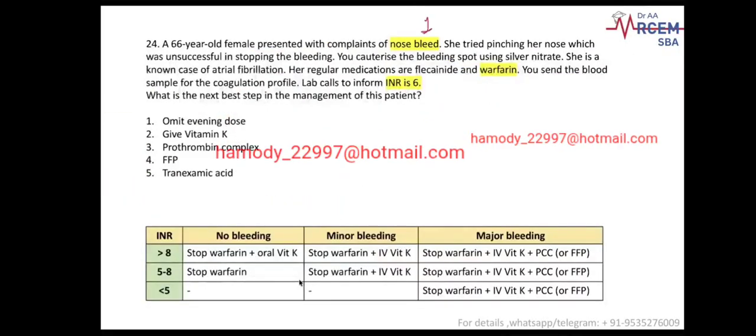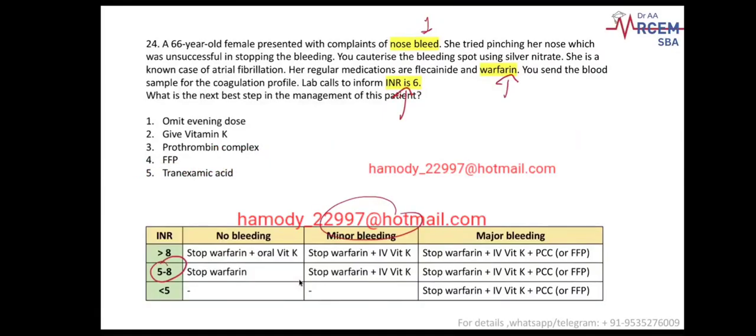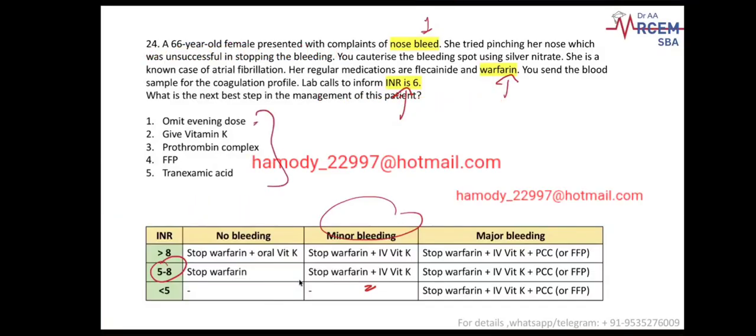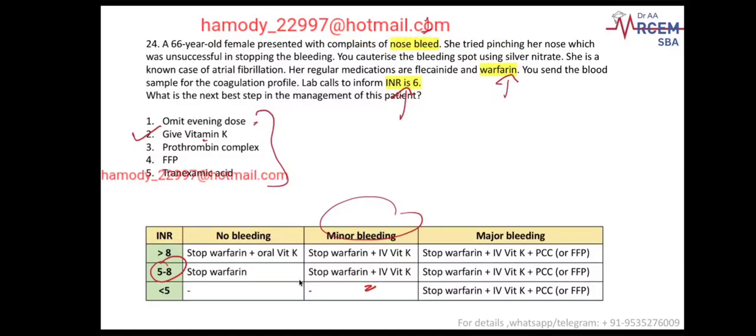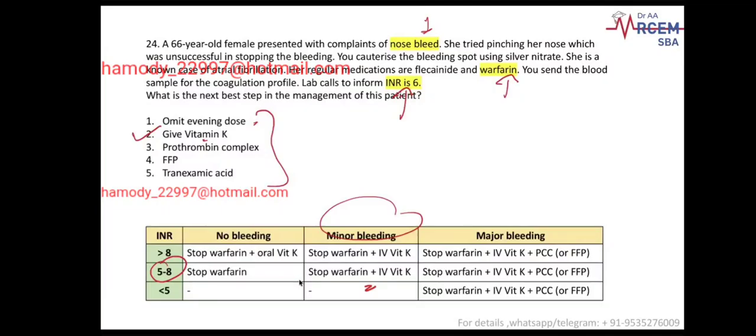Nosebleed, the patient is on warfarin. What is that? Nosebleed is a minor bleed and the INR is more than 5. So we stop the warfarin and give vitamin K IV. Stop, or vomit the evening dose? So which one to select? Which one is more important? Giving the vitamin K is more important. Vomiting you can tell later also. Okay, so the next step is to give the vitamin K. Then you can tell to omit the evening dose.